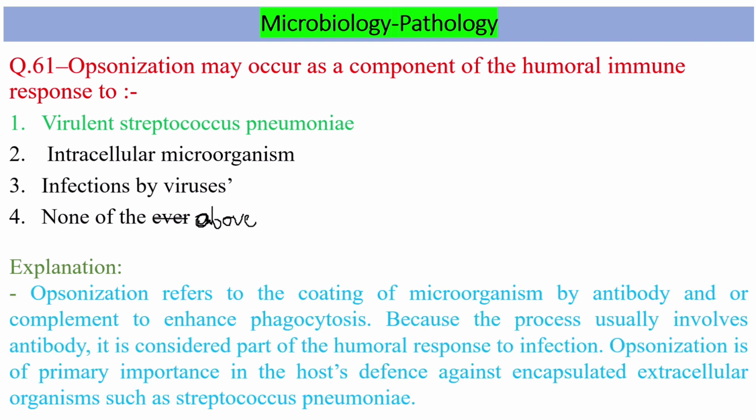Opsonization refers to a coating of microorganisms by antibody and/or complement to enhance phagocytosis. Because the process usually involves antibody, it is considered part of the humoral response to infection. Opsonization is of primary importance in the host defense against encapsulated extracellular organisms such as Streptococcus pneumoniae.